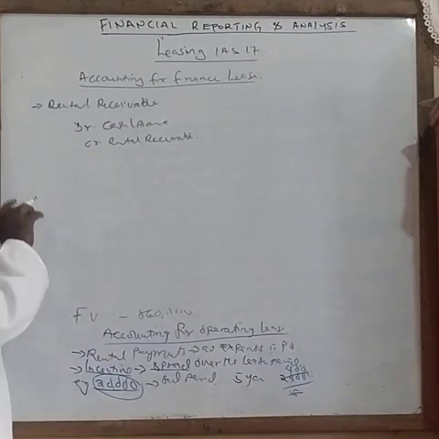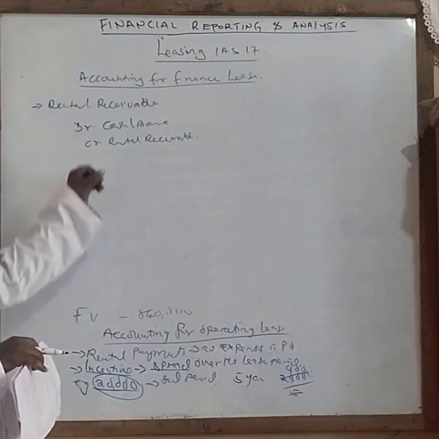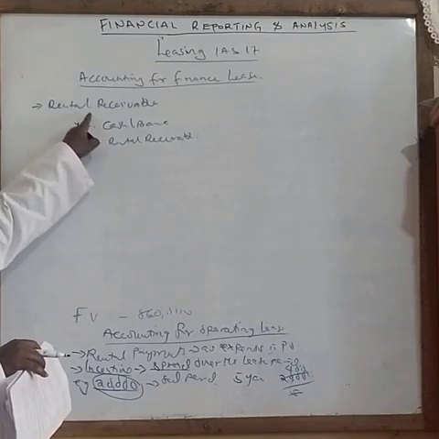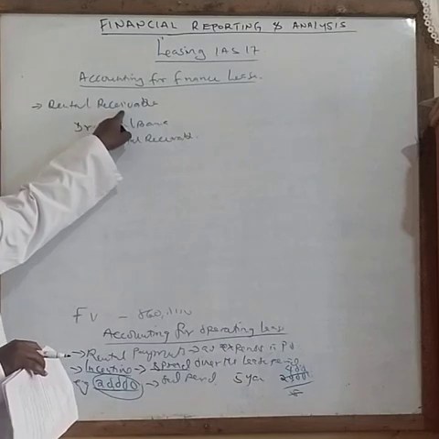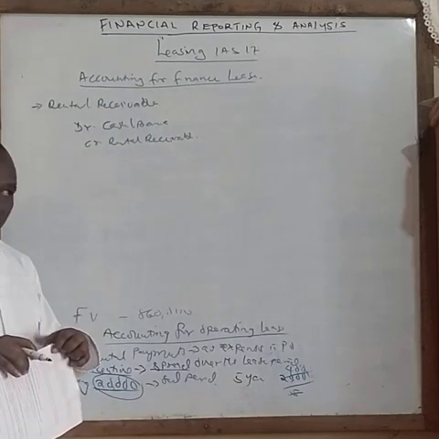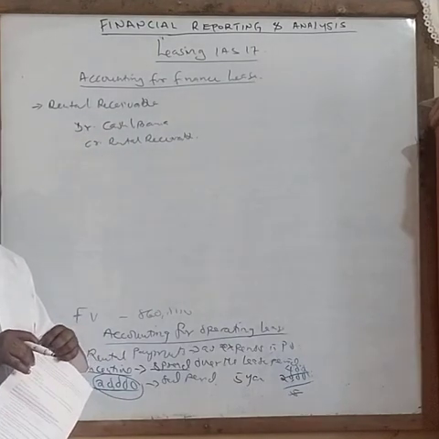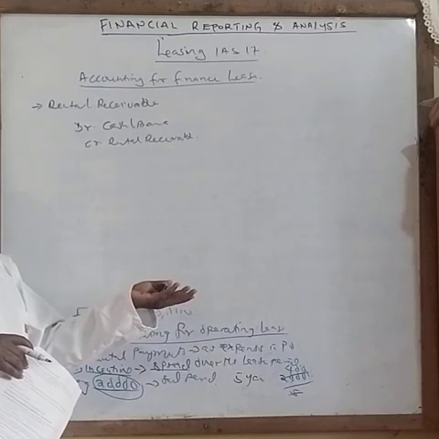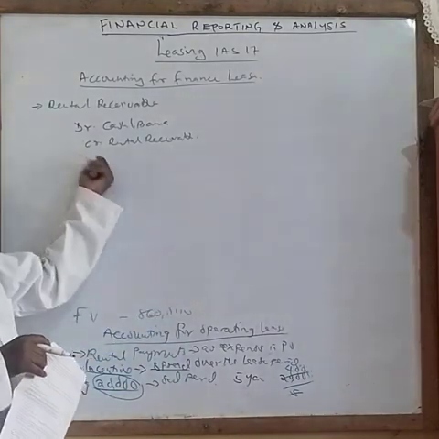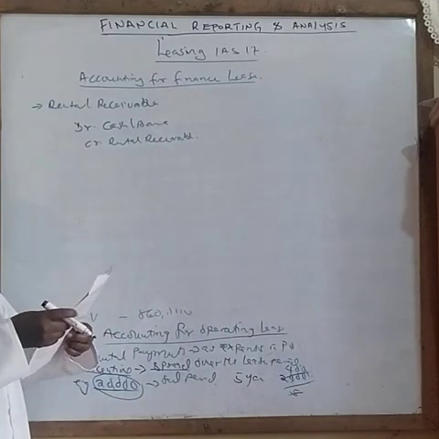So when you are dealing with the finance lease, we are supposed to ensure that we create rental receivable, but not the asset. The asset is not there. The asset left that particular premise and is with another person. So you should not bring that particular element.